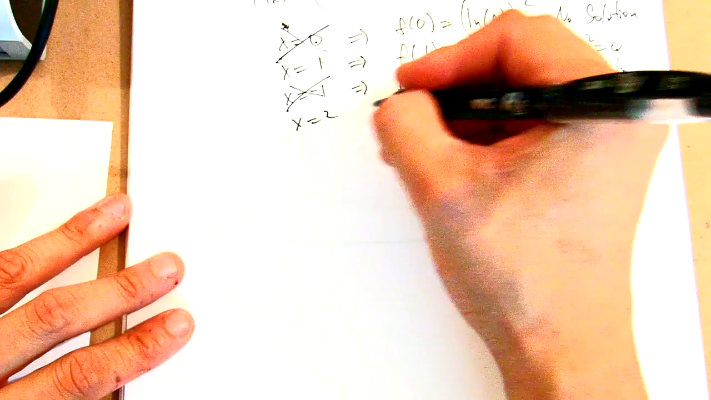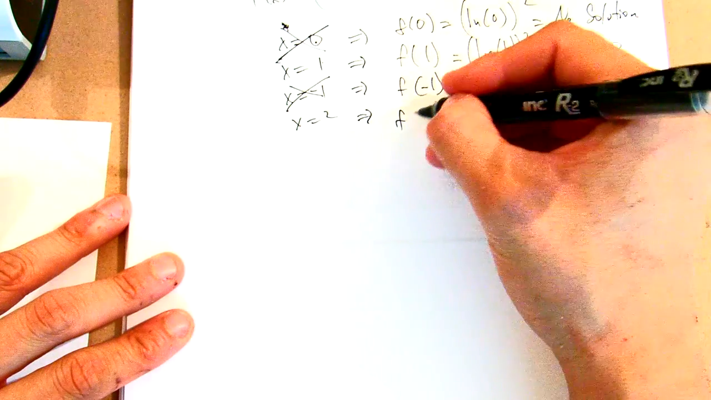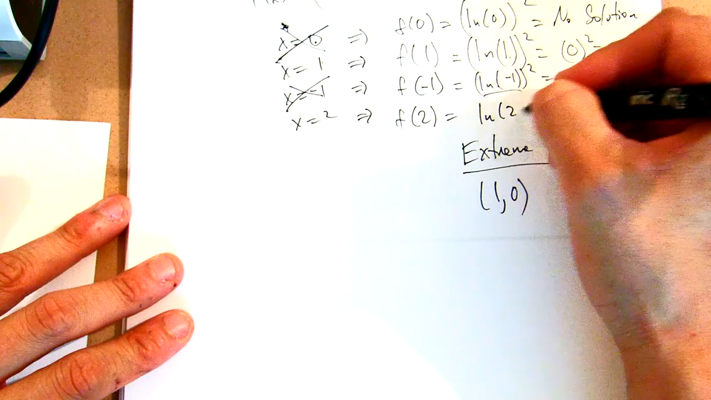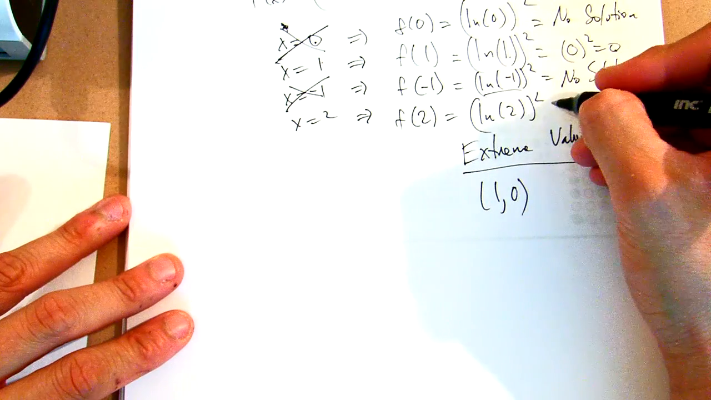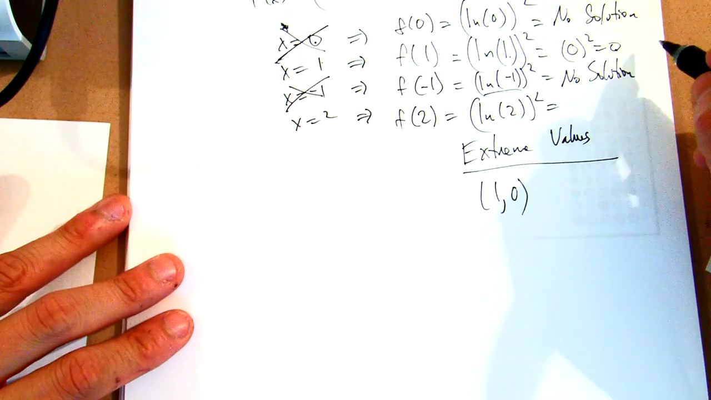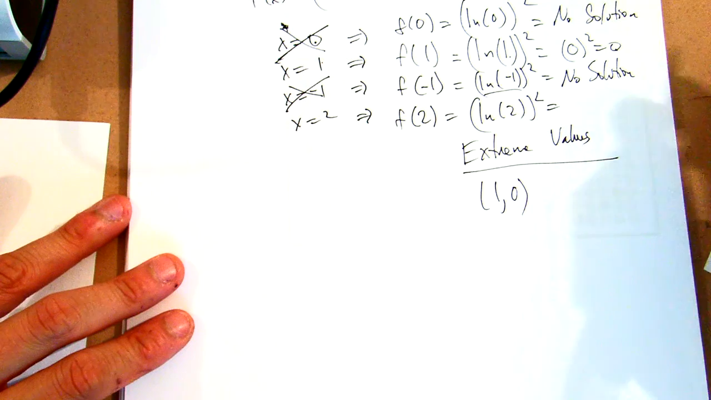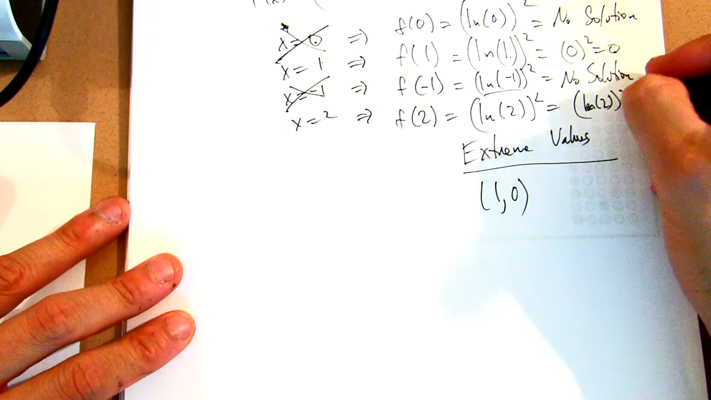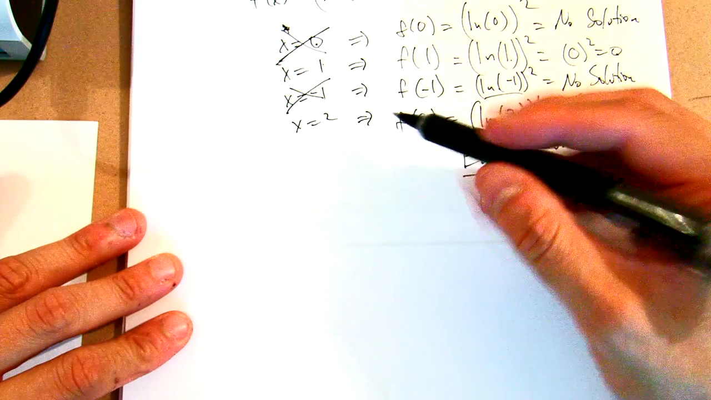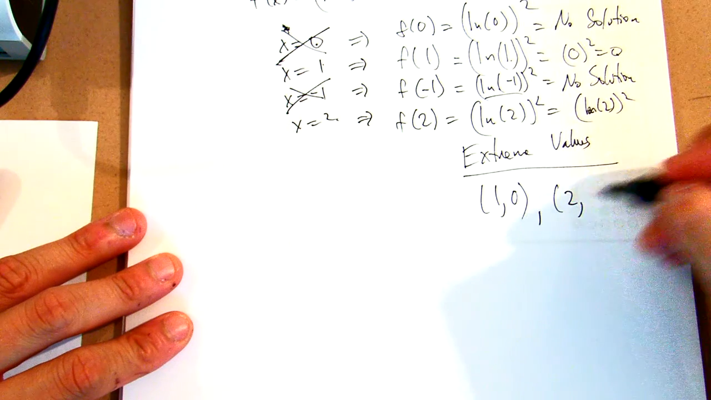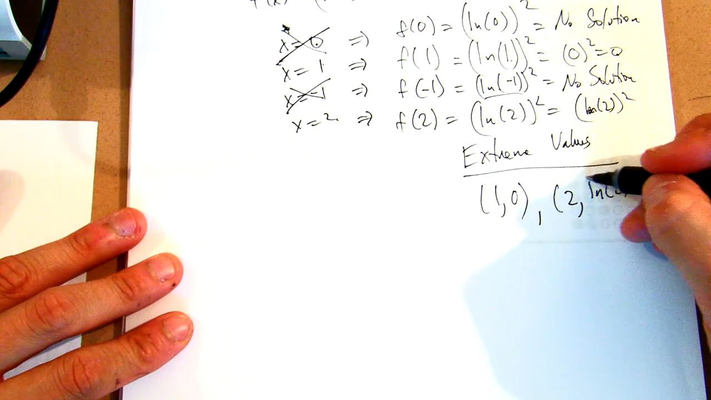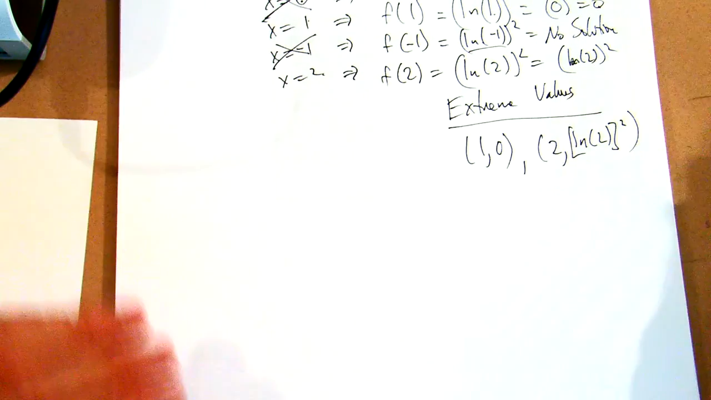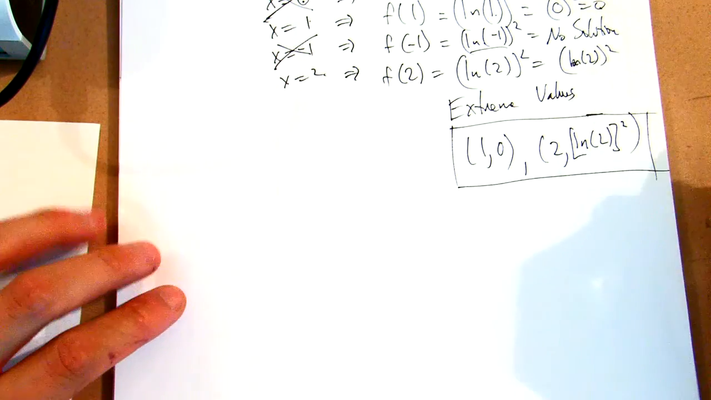And now we're going to x equals 2. So f of 2 is going to be ln of 2, the quantity squared. I'm not sure exactly what that is; we'd have to get a calculator for that, but we're just going to leave it as ln of 2 squared. So the next extreme value is going to be 2, comma, ln of 2, the quantity squared. That would be the corresponding y value. And these are my extreme values here.